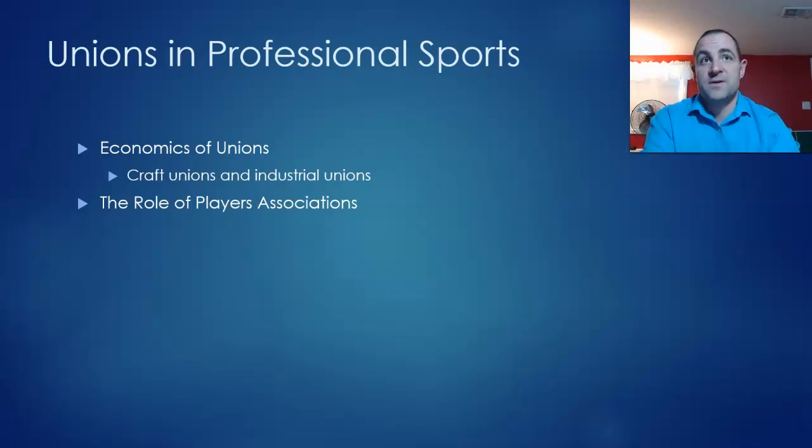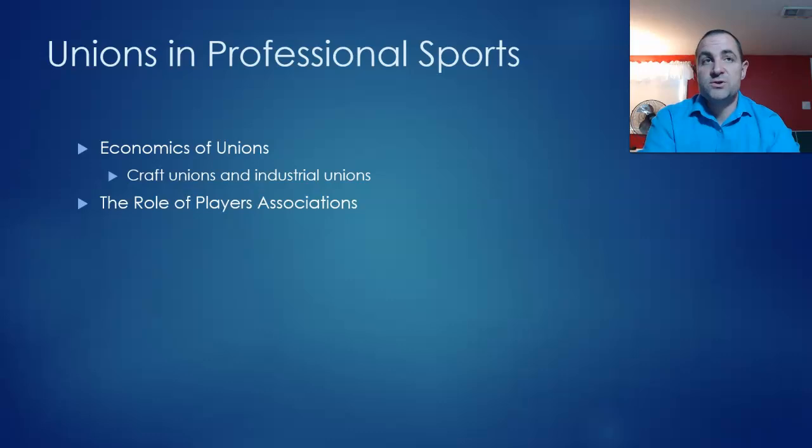So now let's talk about professional sports. As mentioned in a previous video, all leagues have players' associations. The professional sports unions are like craft unions in that they represent workers with similar skills, but they engage in collective bargaining with the employers who do the hiring and firing, like industrial unions. So the sports unions are kind of a hybrid between craft and industrial.